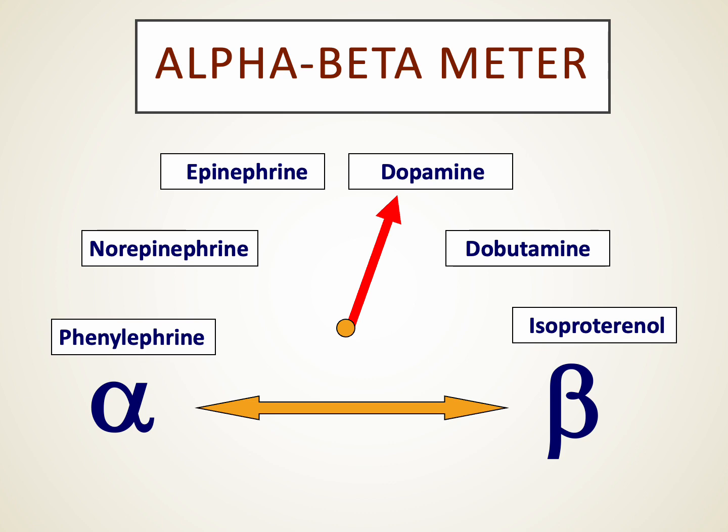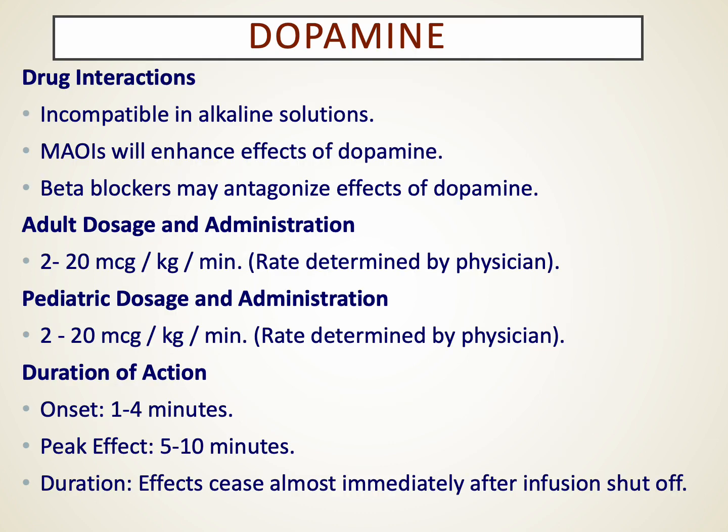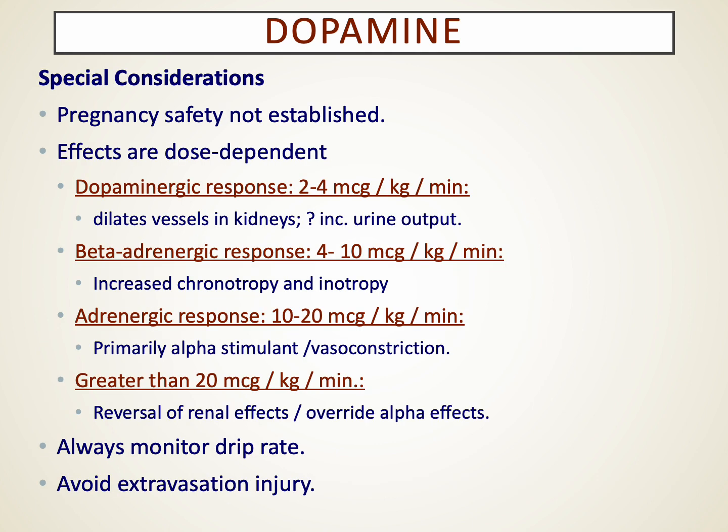But dopamine, as we found on the alpha-beta meter, is a little bit more on the beta side. Interestingly, as we alluded to, dopamine has varying alpha or beta effects based on the dose we give. In practice, the usual dose starts at 2 mics up to maybe 20 or 30 mics per kilogram per minute. You'll see an onset and a peak effect pretty quickly, and you can titrate the drip by shutting the infusion off, and all of a sudden the effect almost stops immediately. The dose response phenomena we look at are listed on this slide.